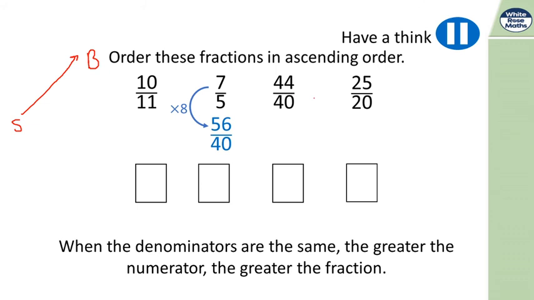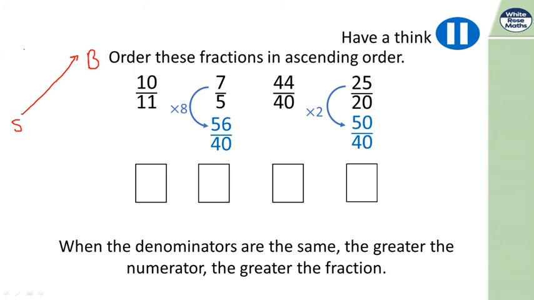Okay, we're going to convert these into 40ths. So 7 times 8 is 56, 5 times 8 is 40, so they now have the same denominator. 25 times 2 is going to be 50, and 20 times 2 is 40. These three now have the same denominator.